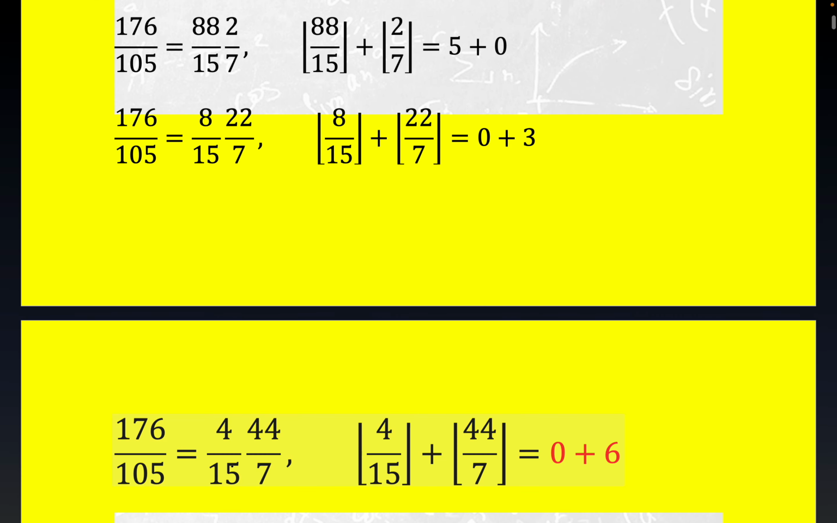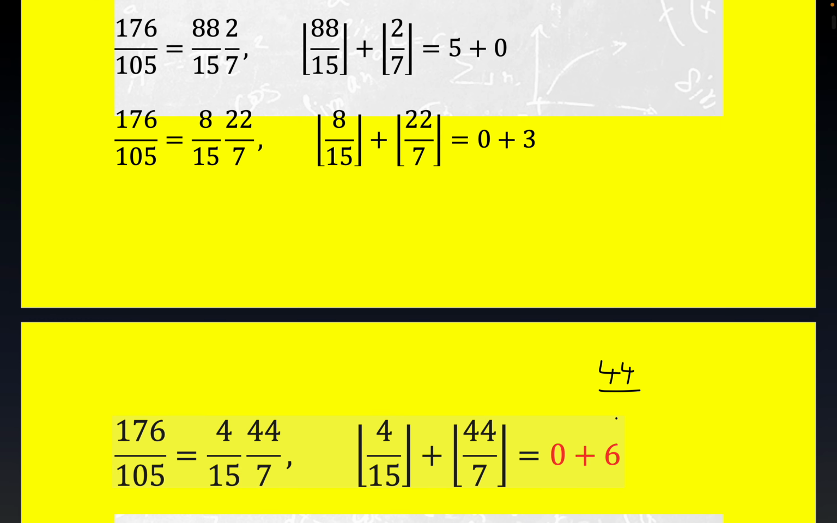Now 176, here we struck gold. 4 times 44 is 176, and you can tell that just by looking at the prime factorizations. 4 over 15 has a floor of 0, and 44 over 7 is the same thing as 6 and 2/7 as a mixed fraction. So 44 over 7 is a number between 6 and 7, and by definition that means it has a floor of 6. So this is the solution.